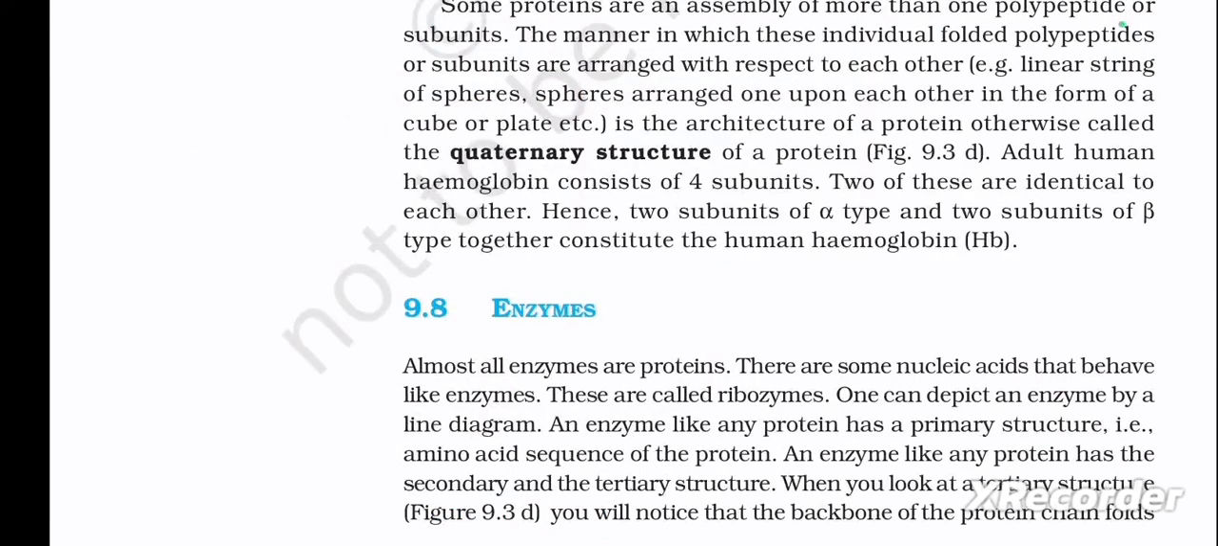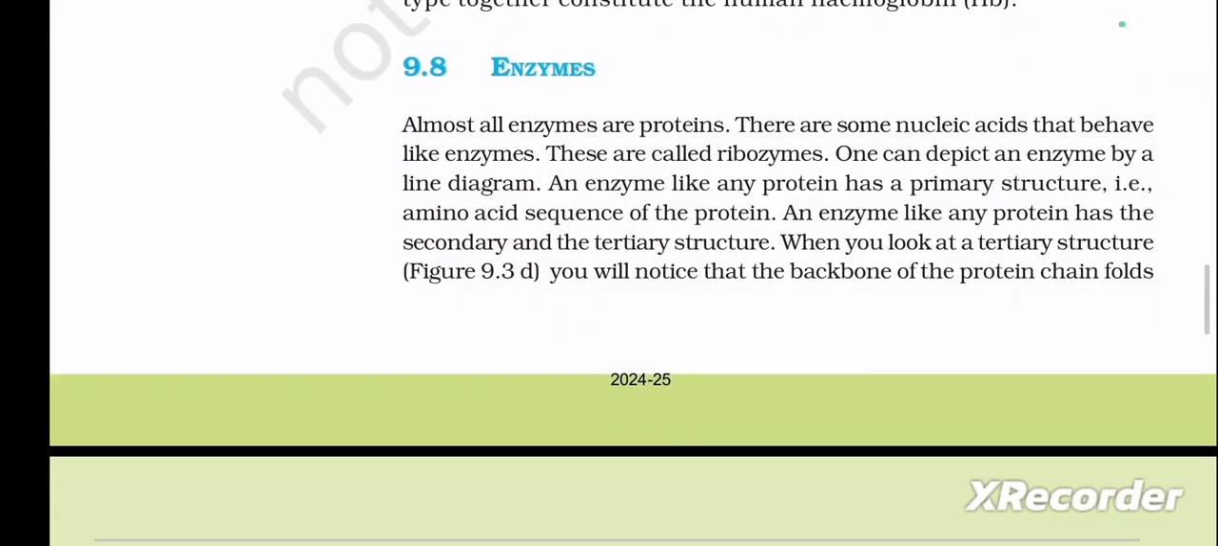Adult human hemoglobin consists of four subunits. Two of these are identical to each other. Hence, two subunits of alpha type and two subunits of beta type together constitute the human hemoglobin. Next is 9.8 enzymes. Almost all enzymes are proteins. There are some nucleic acids that behave like enzymes. These are called ribozymes. One can depict an enzyme by a line diagram.